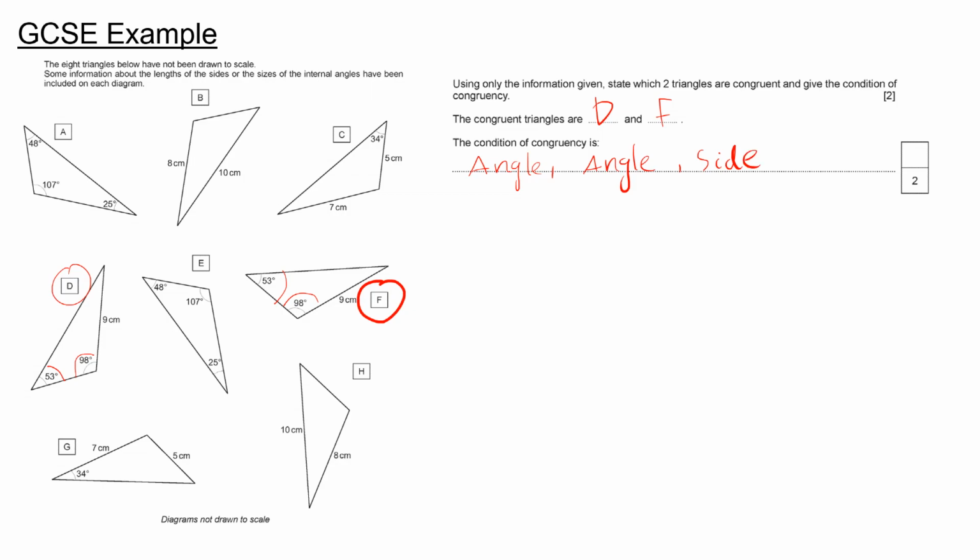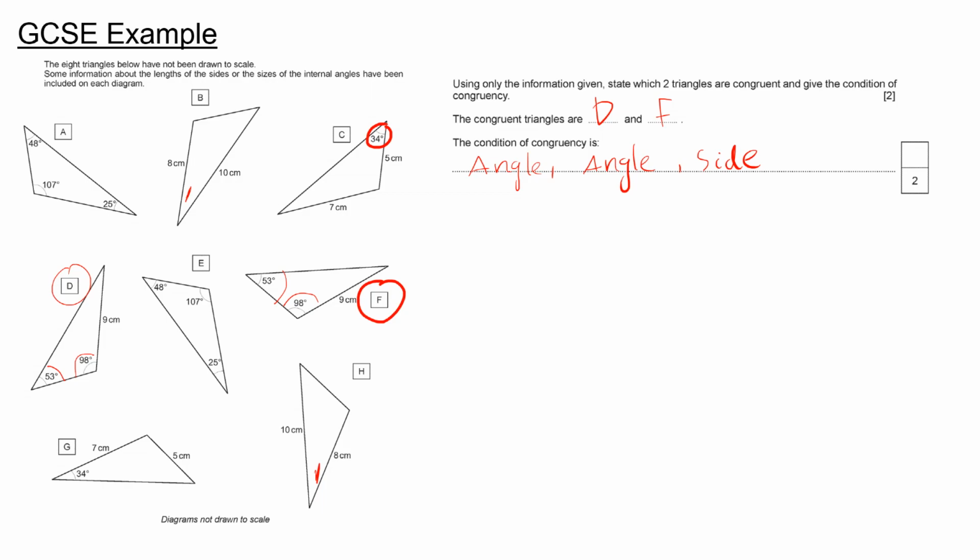None of the other ones work. If we look at B and H, you might be tempted to say that that's right because they have two sides, but they don't necessarily have the included angle. If we look at G and C, we have two sides and a non-included angle, but the problem is that 34 degrees lies on the opposite side to where it lies on G, so that's no good.